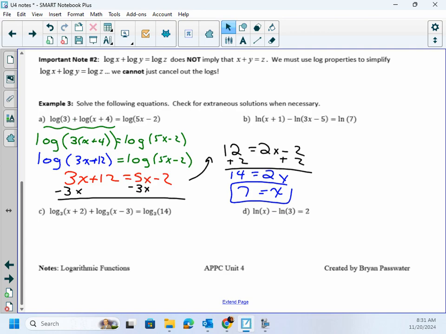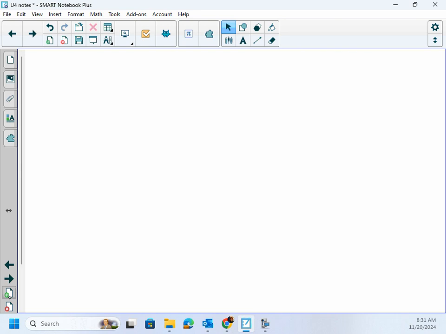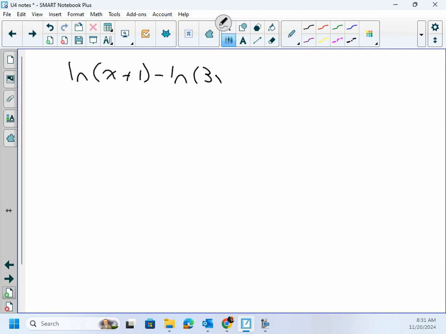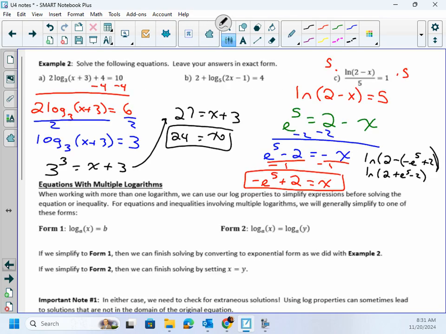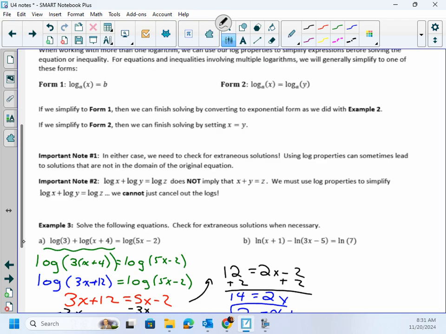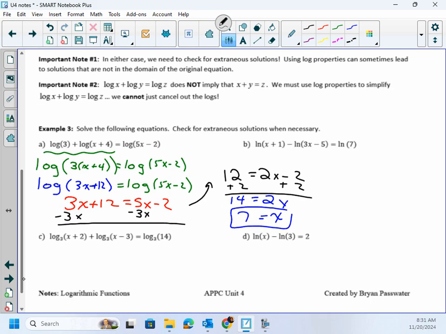All right, letter B. I'm going to put it on the paper. Natural log of x plus 1 minus the natural log of 3x minus 5 equals the natural log of 7.